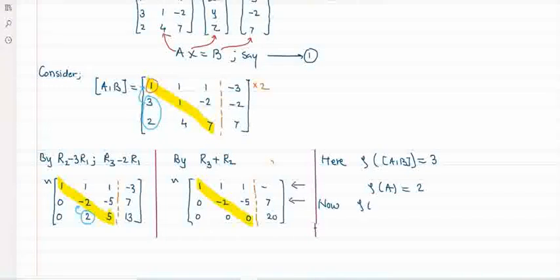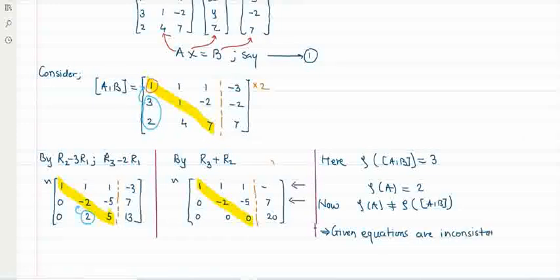Rank of A is not equal to rank of the augmented matrix AB. This implies solutions are inconsistent, means solution will not exist. Given equations are inconsistent. That is the final conclusion. That is the end of the example. So you can take down, if you have not written it, write it down.